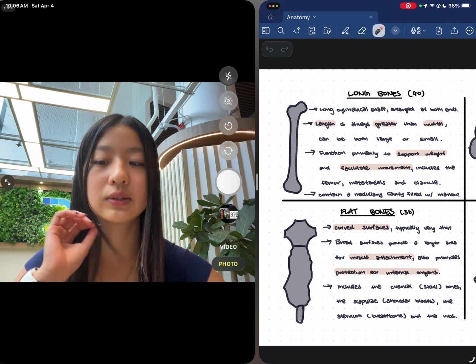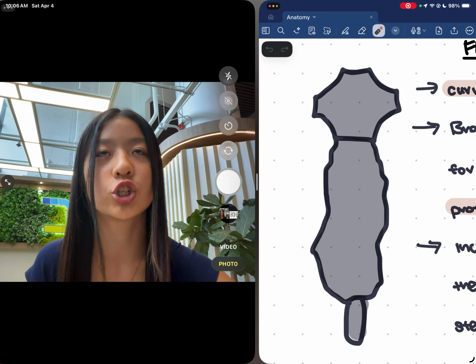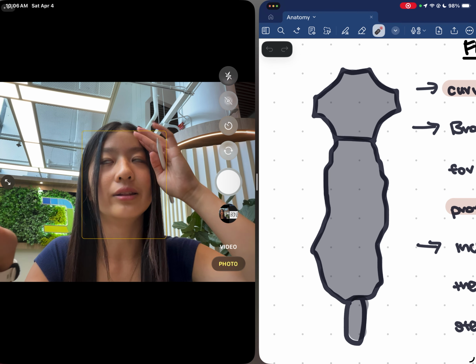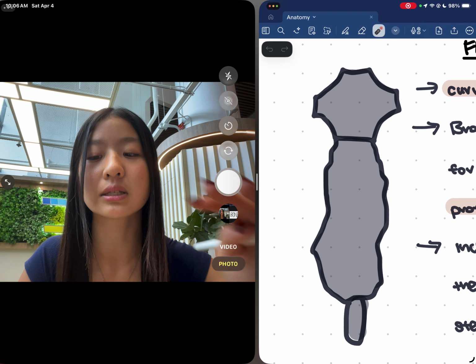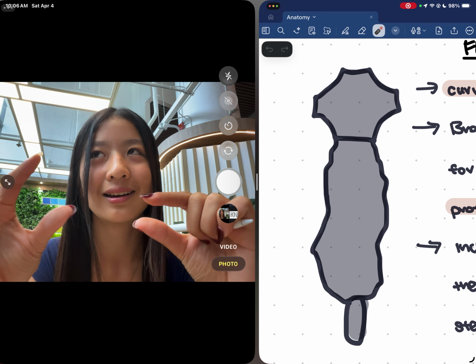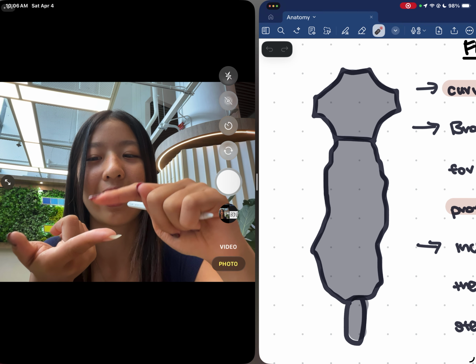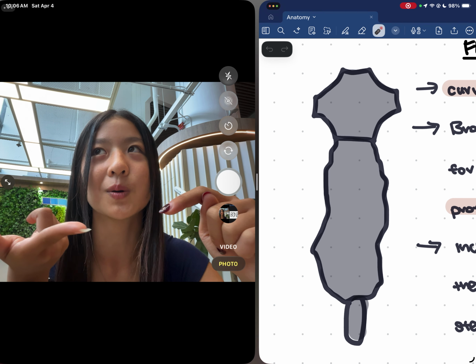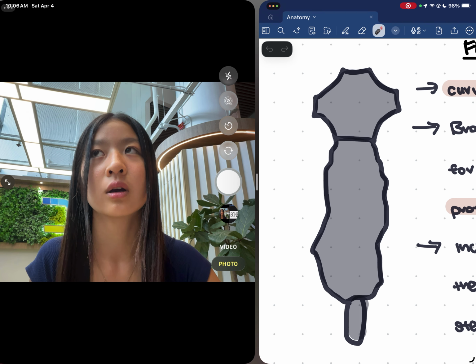The next one is your flat bone. So your flat bone, it's shaped very thin, and that's the only reason for its name. Just because it's flat doesn't mean it can't be curved. It's just that the actual width of the bone, or I guess like the height of it, if you're looking at it from a different angle, is quite small.